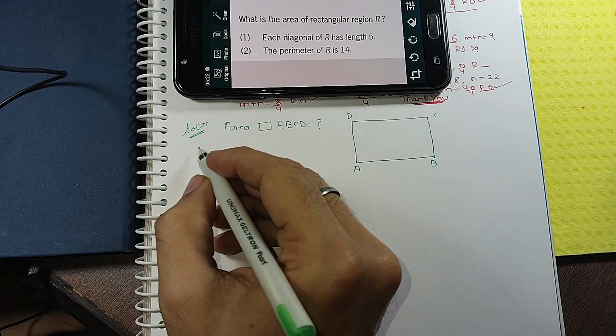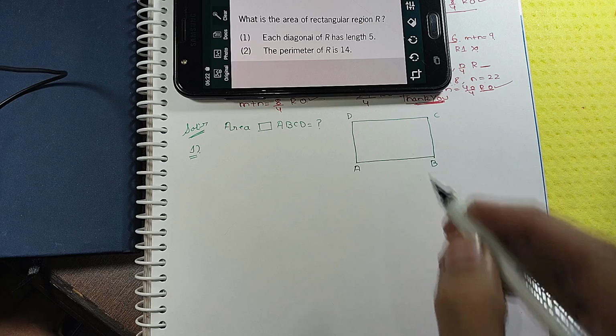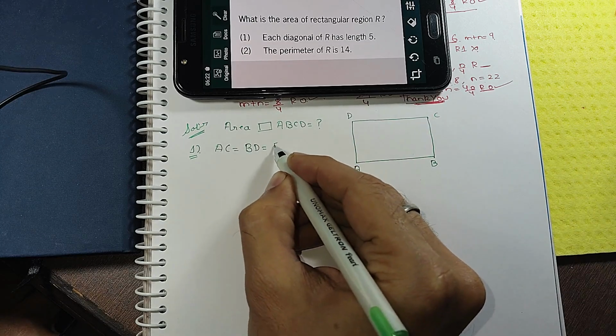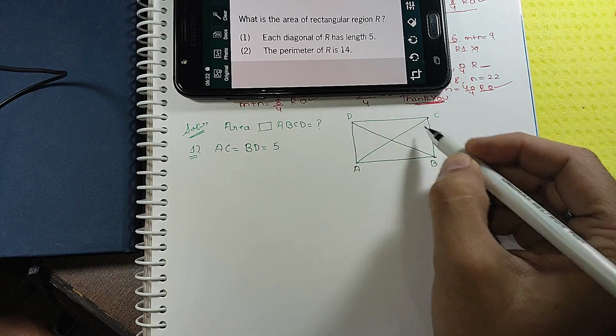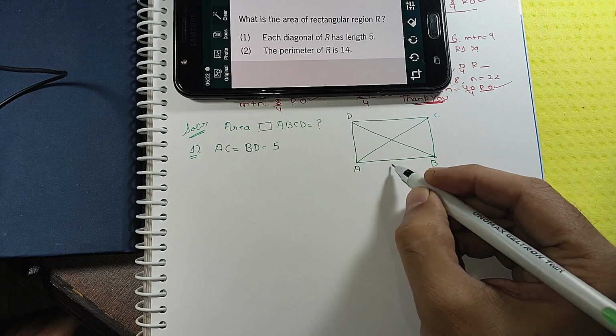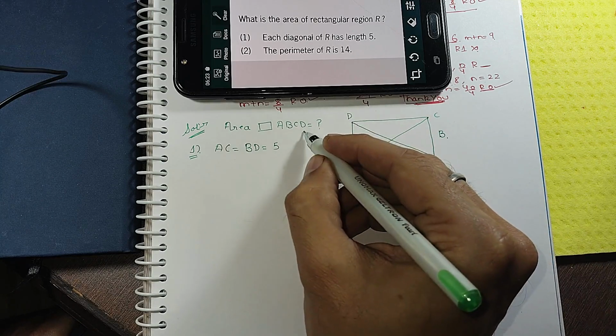Now moving to statement 1. Statement 1 tells us each diagonal of R has length 5. So this means that AC is equal to BD is equal to 5. So I will join the diagonals. So both have length equal to 5. Now let us suppose that the length of the rectangle is L and the width is B. So area will become length into breadth.